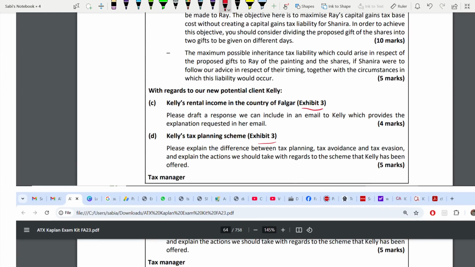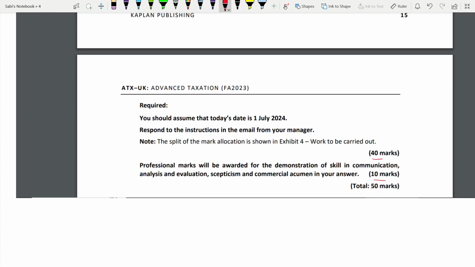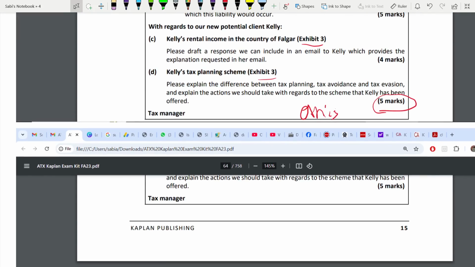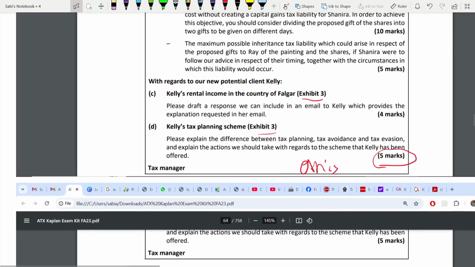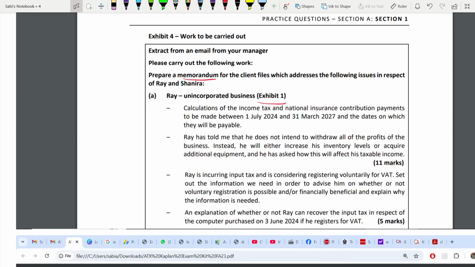One ethics question will come, and this is your ethical question, which is worth 5 marks. This is a 50 marks question, 40 is technical and 10 is your professional skill marks. Okay, so as we go through this, I will also show you how you can get your professional skill marks along. Okay, now what you need to do, as you can see, this is for 11 marks and this is for 5 marks. Okay, so for 11 marks these 2 come and these 2 are for 5 marks.